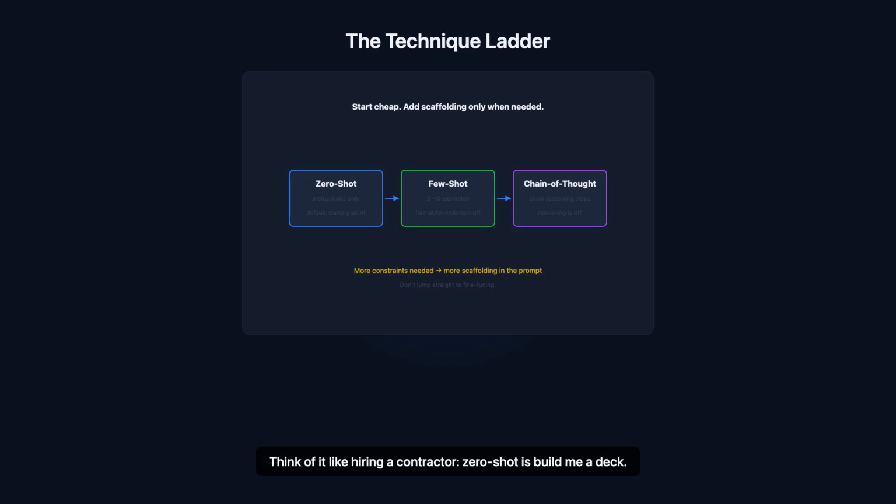Think of it like hiring a contractor. Zero shot is: build me a deck. Few shot is: build me a deck, here are 3 photos of decks I love. Chain of thought is: before you start, walk me through your steps. More constraints needed means more scaffolding in the prompt.